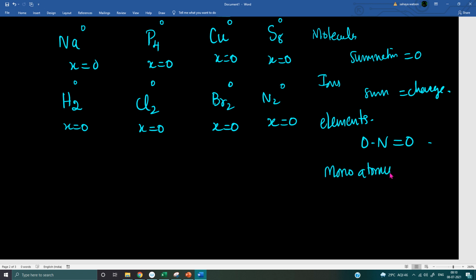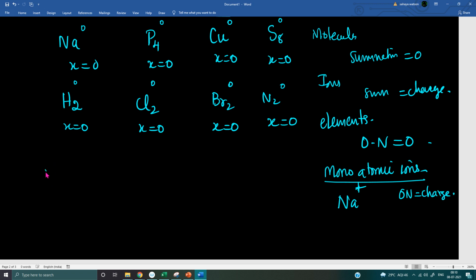Next I am coming to monoatomic ions. What do you mean by monoatomic ions? It is an ion made up of only one atom. For example, Na plus. This ion contains only one atom. This is known as a monoatomic ion. In the case of a monoatomic ion, the oxidation number will be equal to the charge.